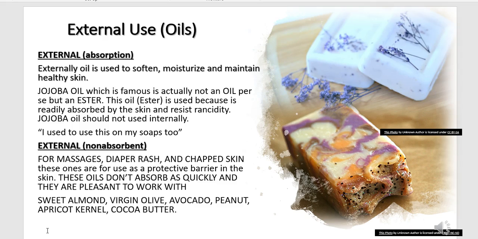There are two uses of oils as external use. One, external absorption such as soaps, and another one, external non-absorbent options such as the ones used for massages, diaper rash, and chapped skin. These are used as a protective barrier on the skin. These oils don't absorb as quickly and they're pleasant to work with. Some examples are sweet almond virgin oil, olive oil, avocado, peanut, apricot kernel, and cocoa butter.